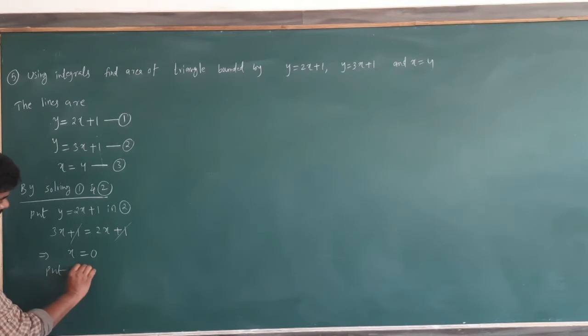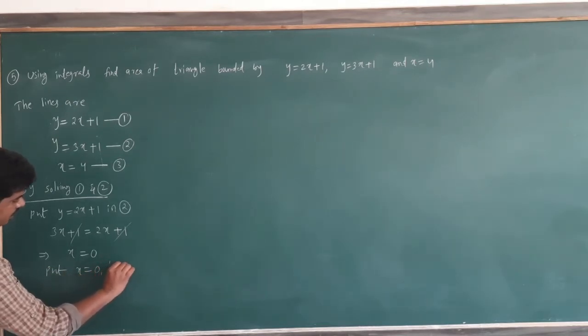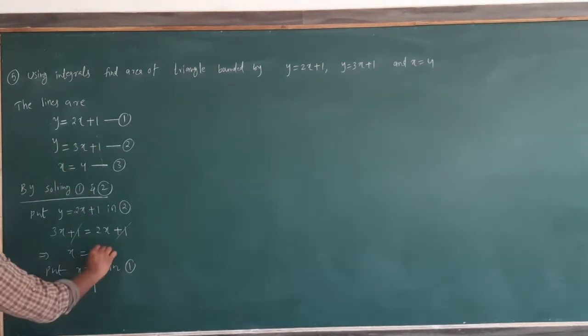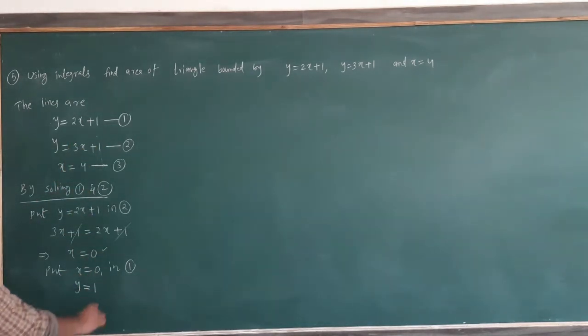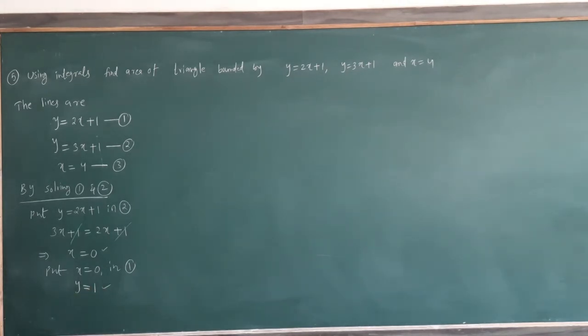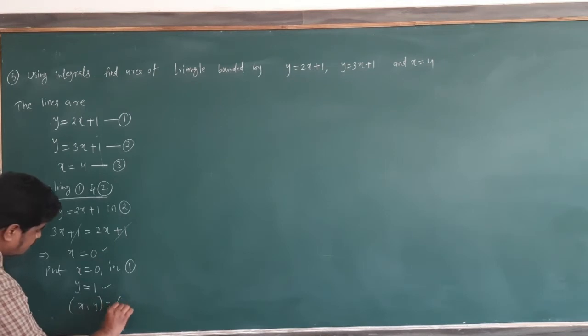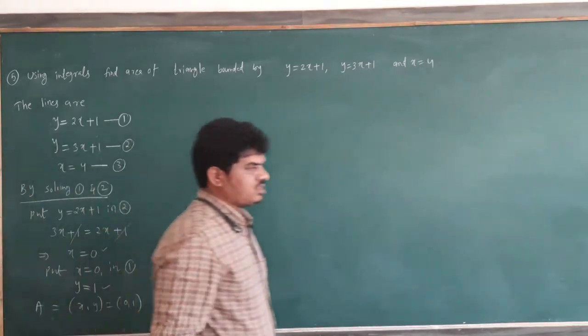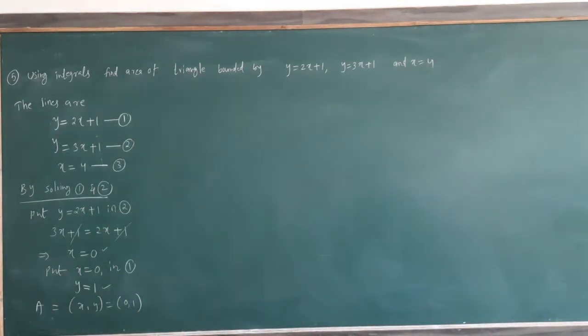Put x = 0 in 1. That time the value of y is 1. Here the value of x is 0 and the value of y is 1. So (x, y) = (0, 1). Take it as some A. Can you see that? A = (0, 1).